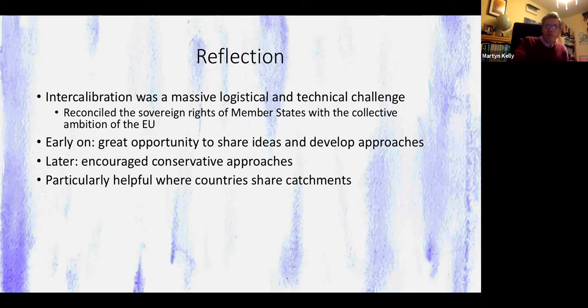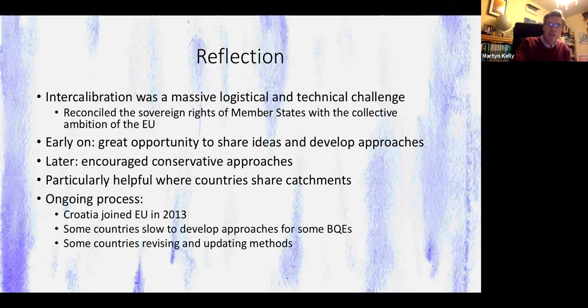It's a particularly helpful exercise where countries share catchments, because each country has a responsibility for regulating part of the catchment, and intercalibration should ensure that they are all managing it to the same standards. And it's an ongoing process. Croatia joined the EU in 2013, so it's going through intercalibration now. Some countries were slow to develop approaches for some BQEs, and so they're joining late. And some countries are revising and updating their methods.